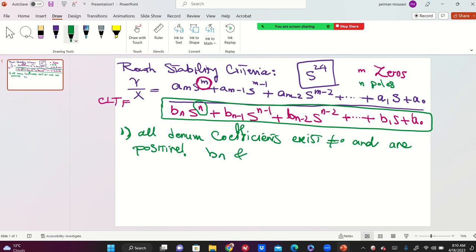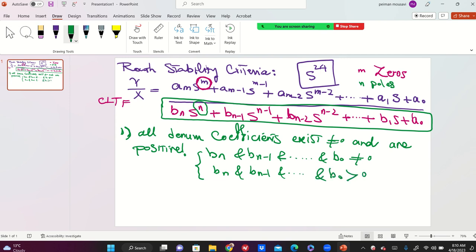All denominator coefficients exist and are positive, means b naught, b_(n-1) and so forth, all of them are not zero, the first condition, and b_(n-1) and the b naught, they are positive. See what I'm saying?